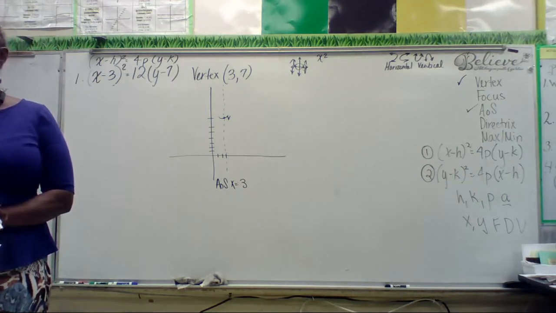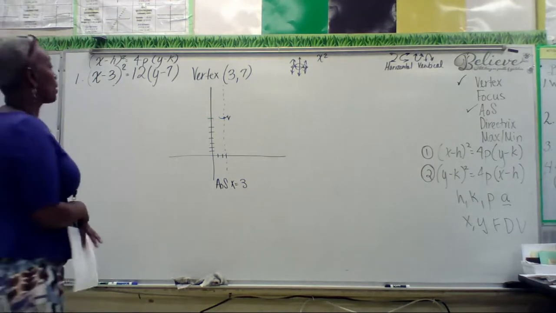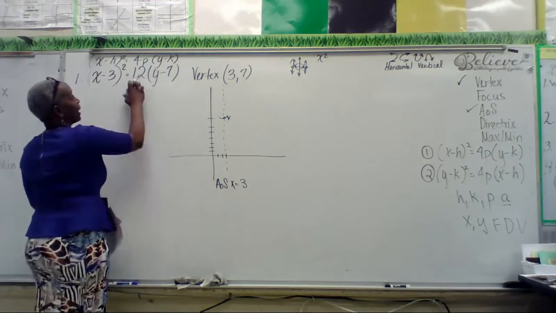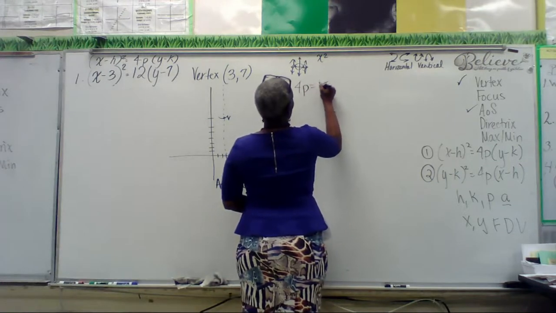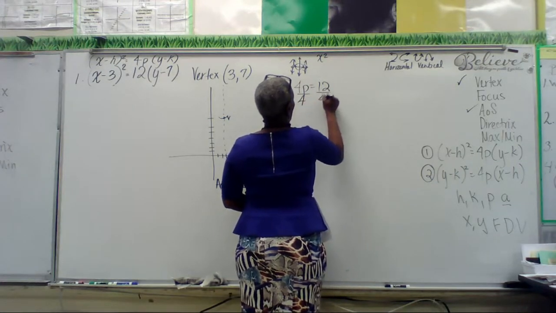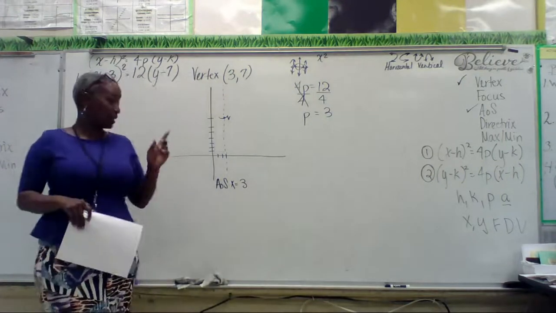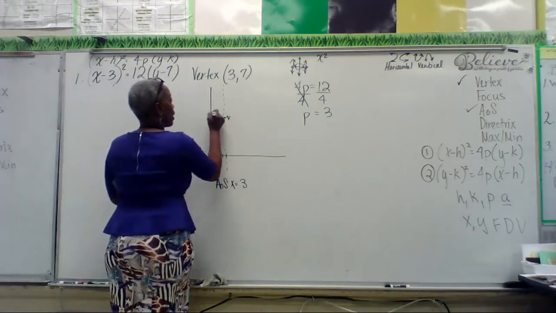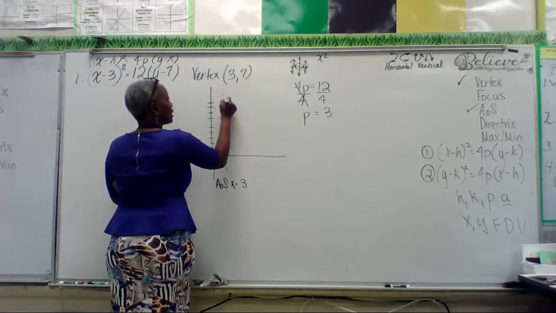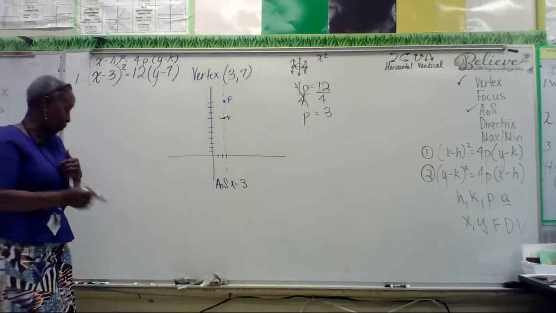Now, I know that sounds like a lot of words, but it's very simple if we practice and we look at the videos and we practice and study our notes, okay? Here's what we're saying. First, we need to find P. So let's find P over here now. 4P equals 12. P equals 3. That tells us the distance from the vertex. Let's go up 3 from the vertex. So we're going to go up 1, 2, 3. So this right here is our focus. And the focus is always inside the parabola.